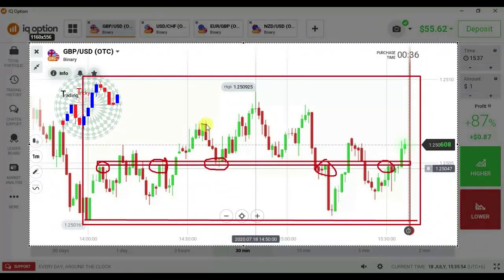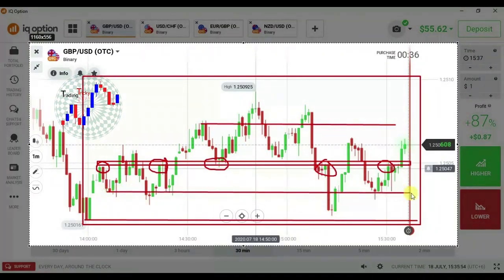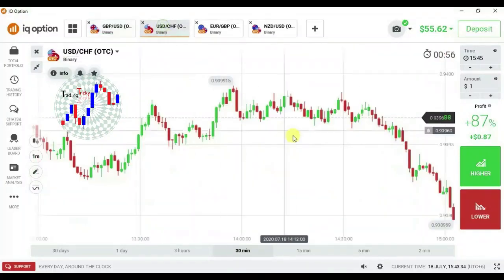This is a resistance. It didn't work on the right side. Okay, and this is a resistance too. You can see support too. It worked here. It worked 2 times here, here, here, 4 times. It didn't work here, but there is a price action. Okay, so let me check some other chart.